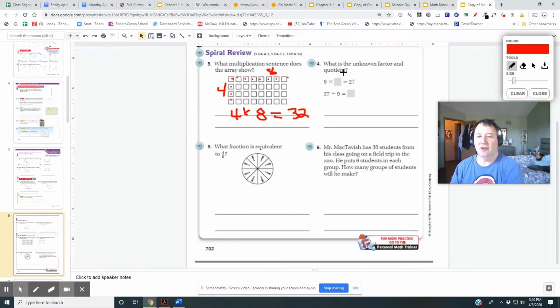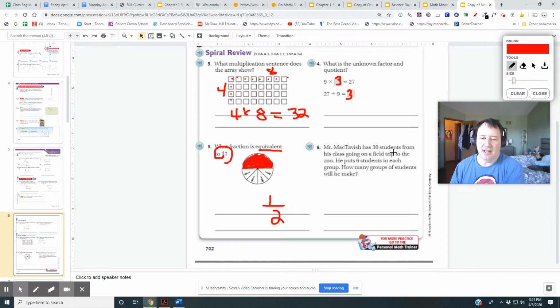What is the unknown factor and quotient? 9 times 3 is 27. 27 divided by 9 is 3. What fraction is equivalent or equal to 4/8? So if I shade this in, here's the 4/8, and if I forget that everything else is written there, I could see that I just colored in 1/2, 1 out of 2 colored in.